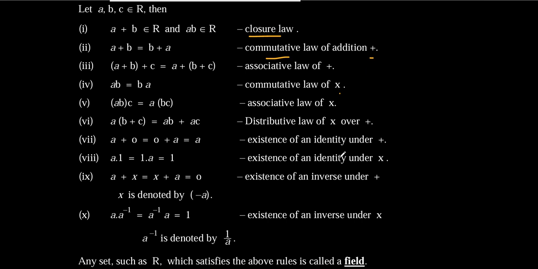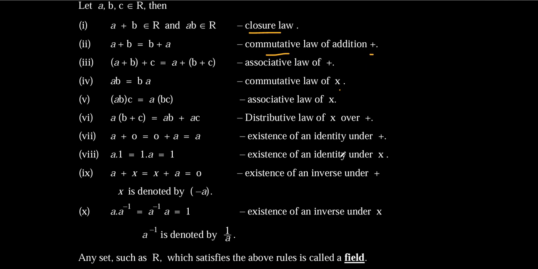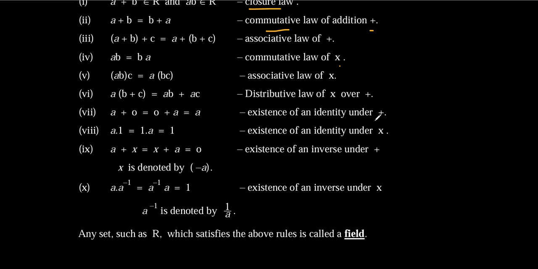Then the distributive law: multiplication is distributive over addition, right? So it means that when you have A multiplying the expression in brackets B plus C, you can represent it as AB plus AC, right? And there's existence of identity under addition, existence of identity under multiplication. I hope you remember your identity element from binary operations, right? So an identity element is an element such that after the operation is done, the operand remains invariant. So, for example, in addition, the identity element is 0.